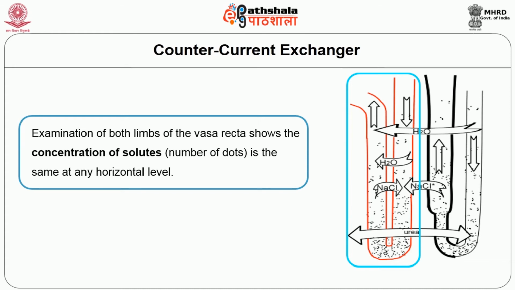But because both limbs are freely permeable, sodium chloride diffuses from the ascending into the descending, while water diffuses from the descending to the ascending limb, as shown by the block arrows. When equilibrium is reached, both limbs once again have the same concentration of water and solutes. Water is thus exchanged for sodium chloride, and this facilitates the counter current exchange mechanism.